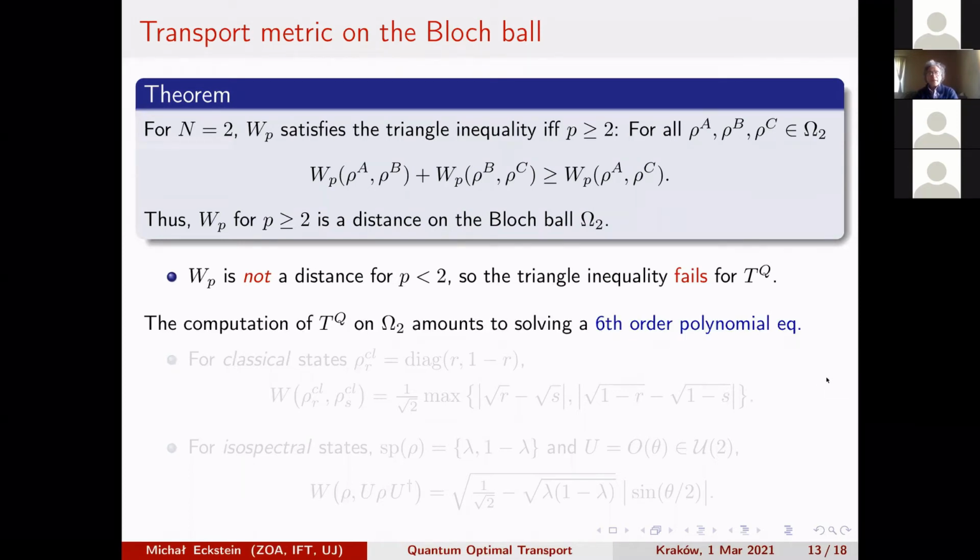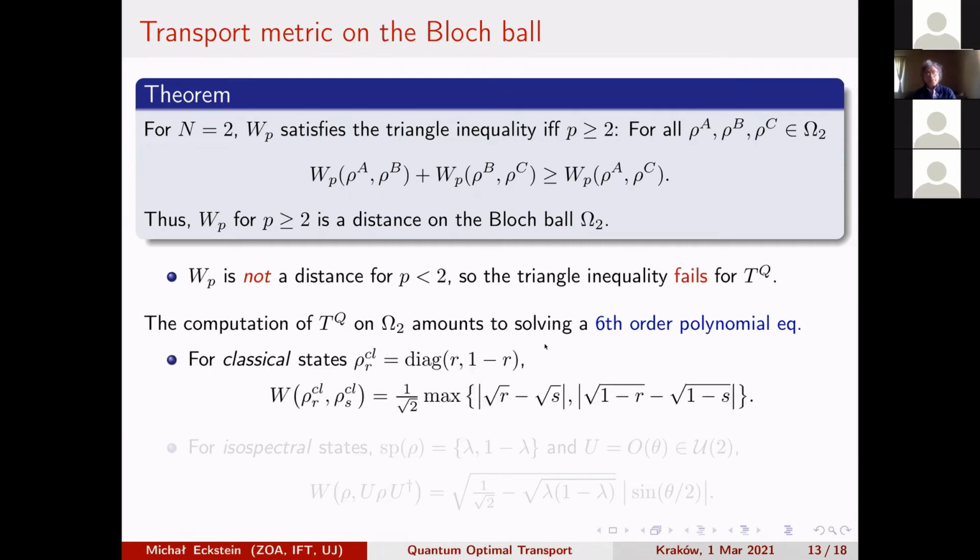Even for the single qubit case, it's still quite complicated. We're able to show that the computation of this quantum transport cost amounts to solving a 6th order polynomial equation in general. And for the 6th order, there is no analytic formula; it's only up to order 4. So in general, there is no analytic formula, or maybe there is, but we cannot write it using this method. But we can use this approach to get some analytic formulas in specific cases. For instance, if you take classical states, just diagonal density matrices, you get this nice formula. It's just the maximum of the difference between the eigenvalues, because these have eigenvalues r and 1 minus r, and the other will have s and 1 minus s. And you take the maximum of the modulus of the differences.